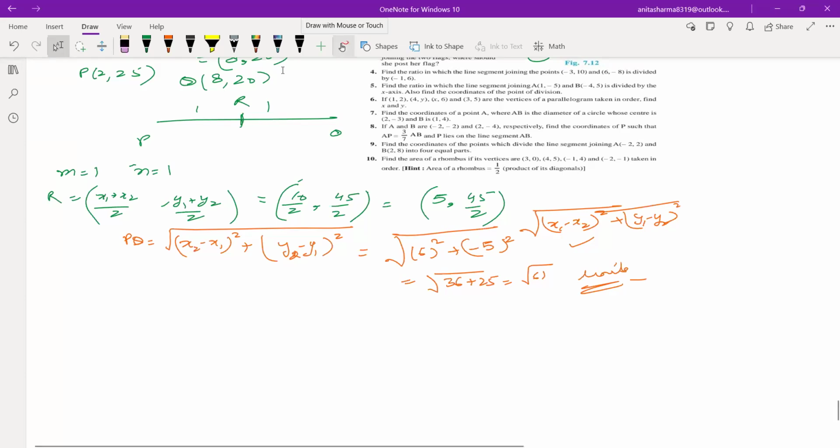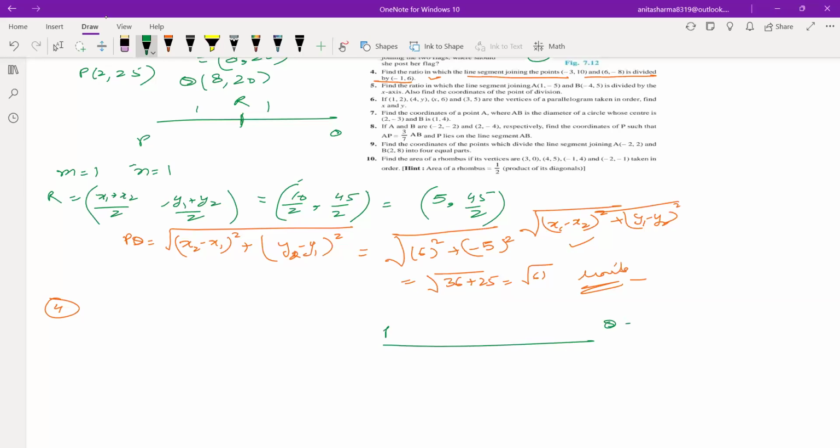Done, children? Now may I proceed to next? Yes, ma'am. Now see, find the ratio in which the line segment joining these points is divided by this. Here the line joining points are given: P is minus 3, comma 10, and Q is 6, minus 8, and this coordinate is given, beta, R, that is minus 1, comma 6. Okay, and we have to find this ratio.